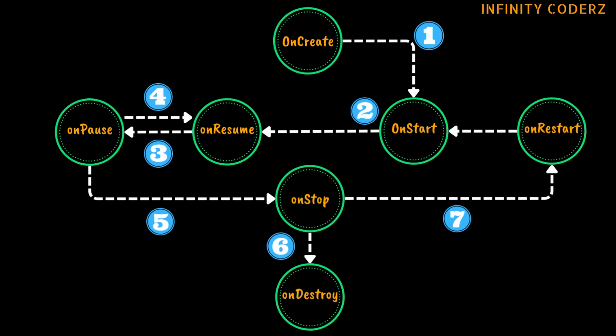Followed by number seven, onRestart, which is called when the previous activity is closed and we return to the current activity in the foreground. The onCreate will be called again when the current activity was killed due to high memory usage and you navigate back to the parent activity.